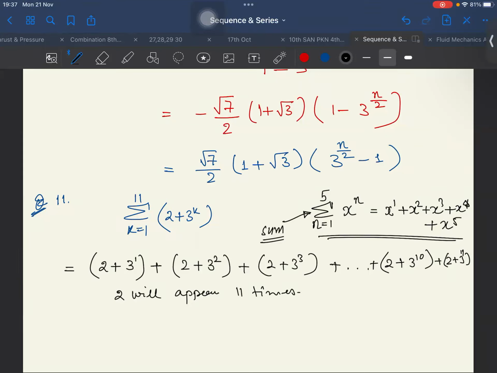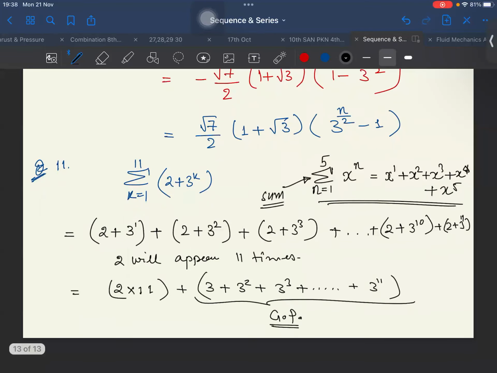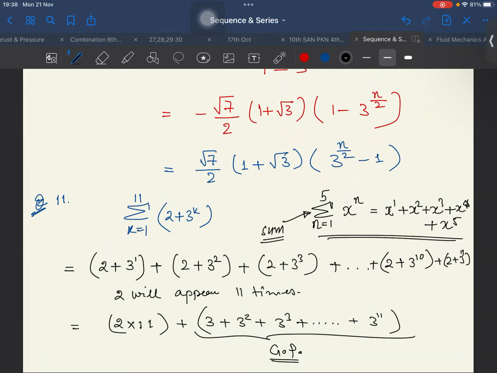Now that means you will have to add 2 eleven times. That means 2 multiplied by 11. So we are done with 2 plus 3 square plus 3 cube plus up to 3 to the power of 11. Now see, this series is in GP, right? Yes or no? Yes, sir. So this is in GP, and already you know 22. Do that.